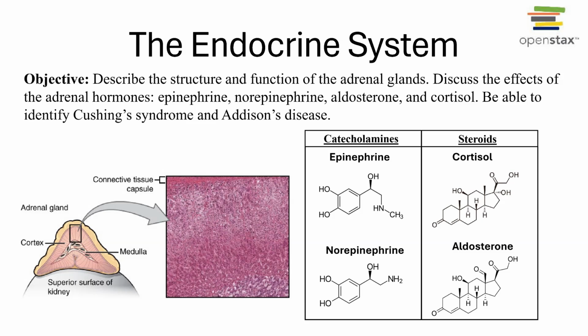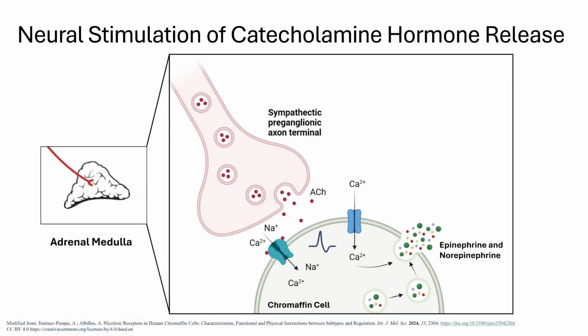The adrenal glands are paired, pyramid-shaped organs located on top of each kidney. Structurally and functionally, they are two glands in one, the adrenal medulla and the adrenal cortex. This organization allows the adrenal gland to coordinate both rapid and long-term responses to stress. Let's begin with the adrenal medulla.